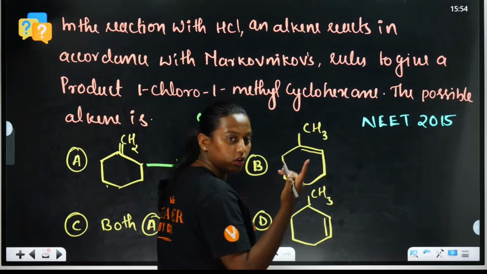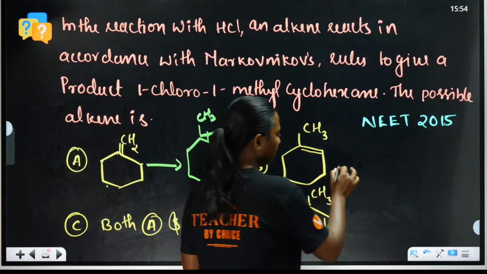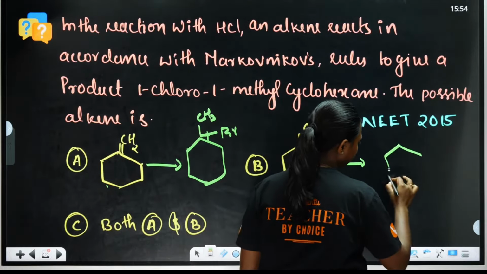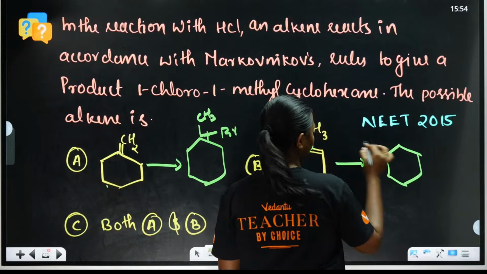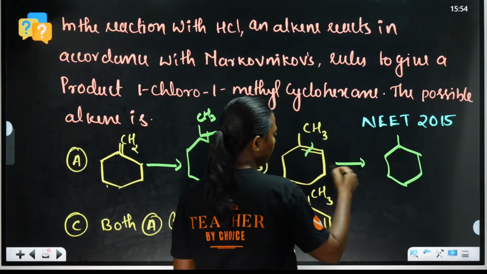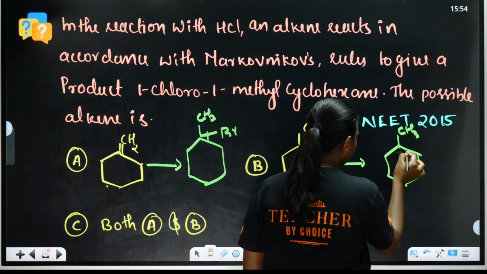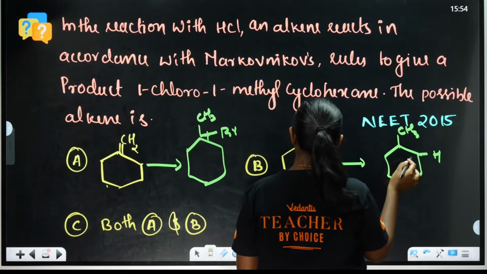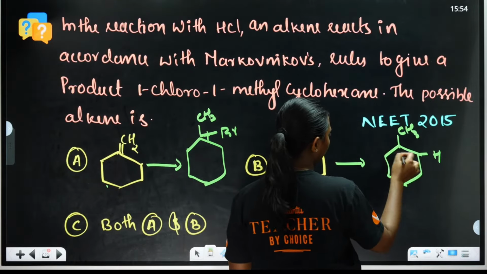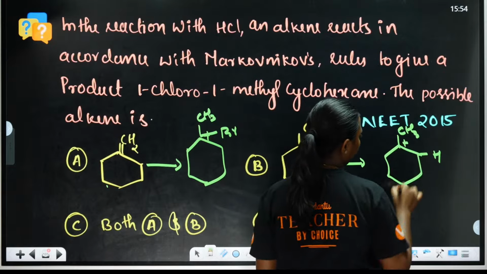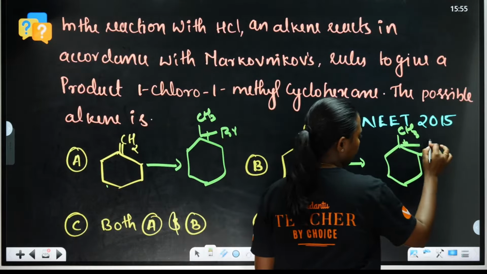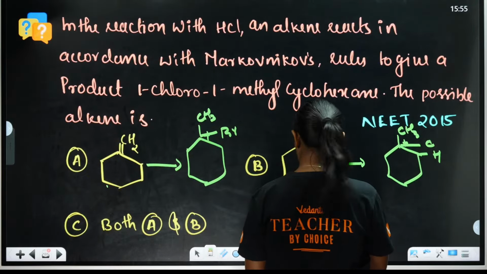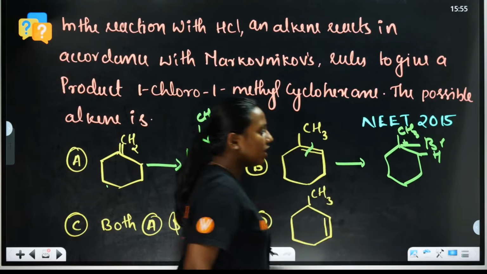Let's look at this also. Some answered B. The double bond breaks, and CH3 was here. Here the hydrogen has come. Where will the carbocation form? The carbocation will form here. Who comes here? Cl, no, Br. Br comes here. So Br will come this side.